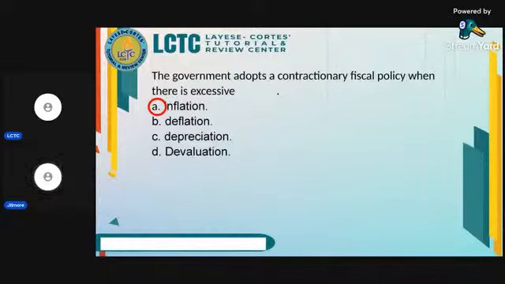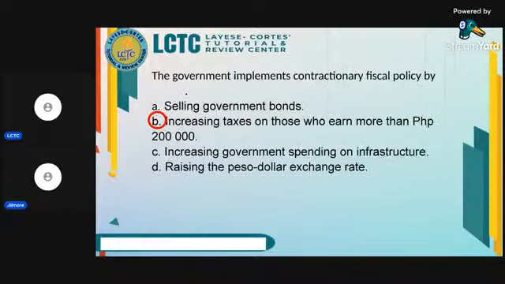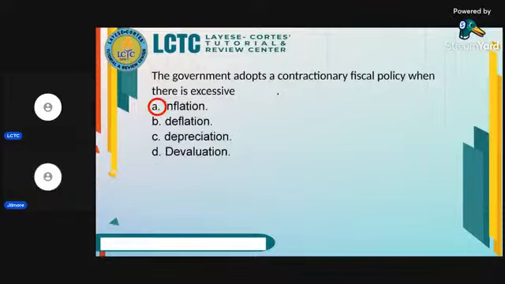Now, let's talk about contractionary fiscal policy. Okay. Contractionary fiscal policy is a decrease in government spending, rise in taxes. Okay? Rise in taxes. Or a decrease in government transfer. If there is high inflation, the government adopts contractionary fiscal policy. Okay. Now, I said that when there is inflation, government adopts a contractionary fiscal policy.